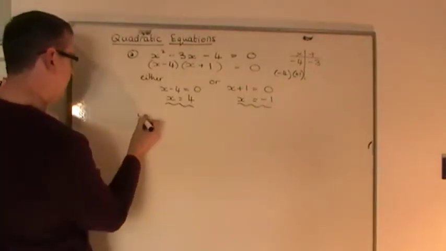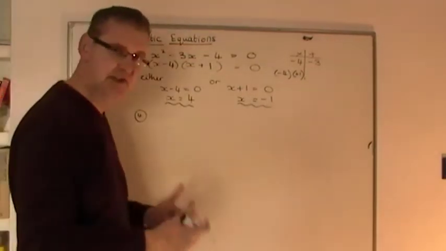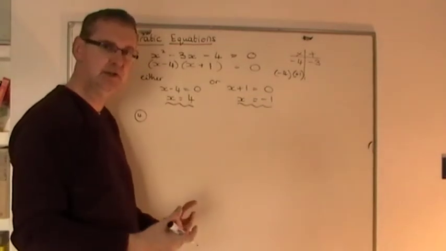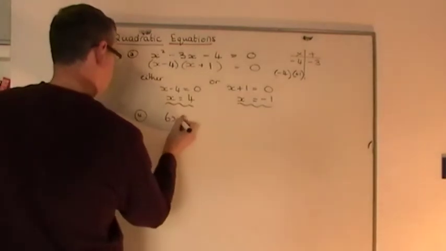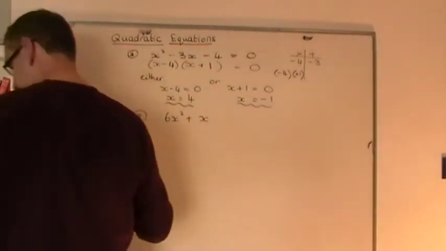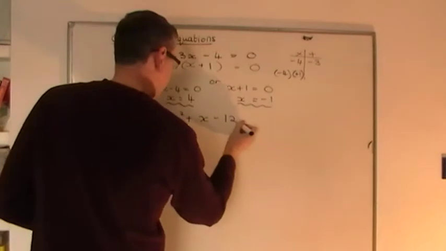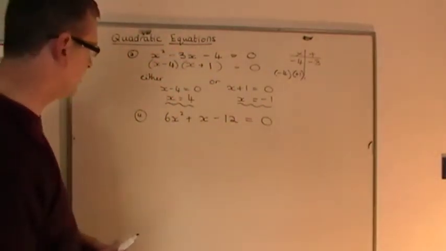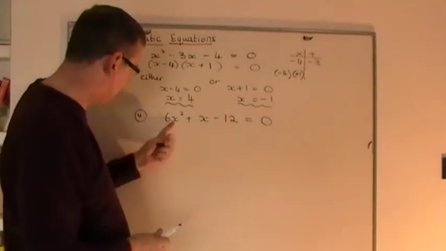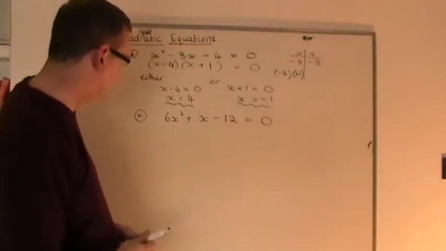Okay, let's try number 4. This is the last of the basic ideas that I'm going to do with you in this little short video. For this one, I'm going to have a look at 6x squared plus x minus 12 is equal to 0, and we've got to solve that quadratic equation. Okay, there's two answers because it's a power 2 equation. How do I find them?